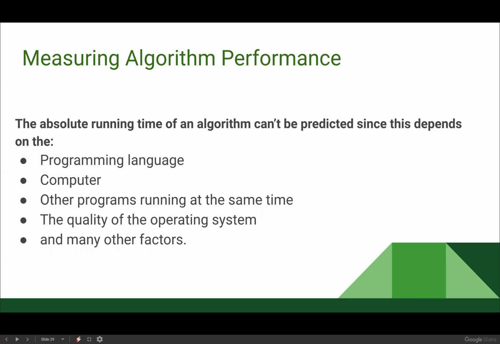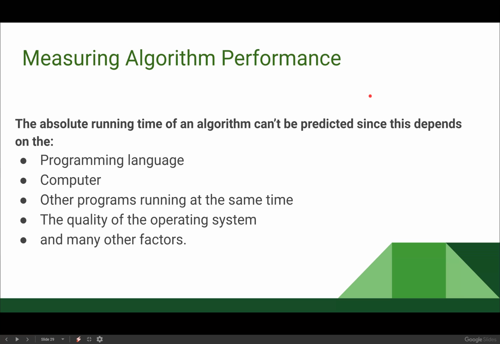Different programming languages are going to take different times to run. The computer you're running them on will take different times to run. If there are other programs taking up your CPU power at the time, that might make your program take longer to run. If your operating system is new and updated, it might run faster than an older operating system. There are so many different things that go into how long your program will actually take to run that keeping track of that and comparing that isn't really a useful metric.